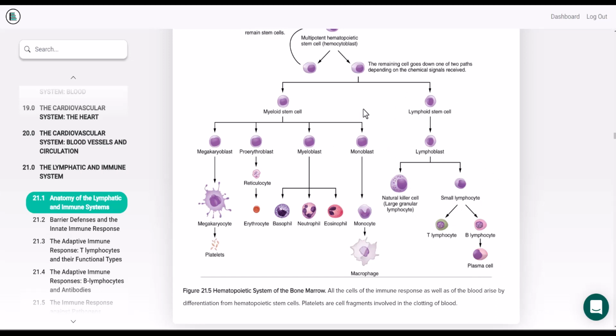All of the rest of your blood cells are derived from this side of the chart, and this is your myeloid side. And this is where you're going to get, let's review this, your platelets, which are little blebs from your megakaryocytes. This is where you're going to get your erythrocytes, your red blood cells, and all of the other white blood cells, including basophils, neutrophils, eosinophils, and monocytes, which many of them become macrophages.